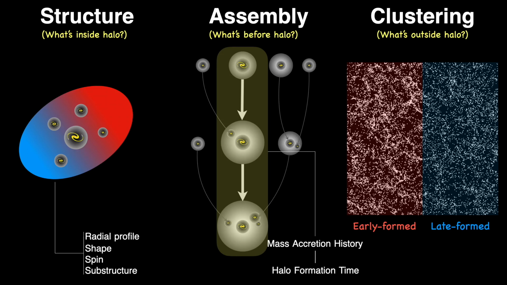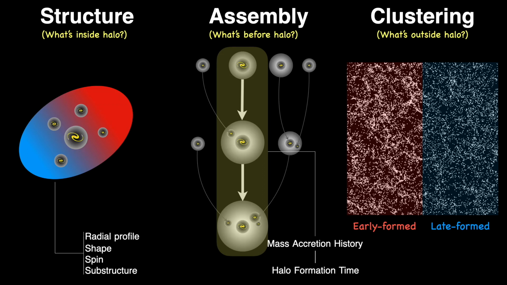The primary dependence is on halo mass, which is called halo bias. We also found many secondary dependencies on other halo properties like concentration, spin, and substructures. They are collectively referred to as halo assembly bias or secondary halo bias.